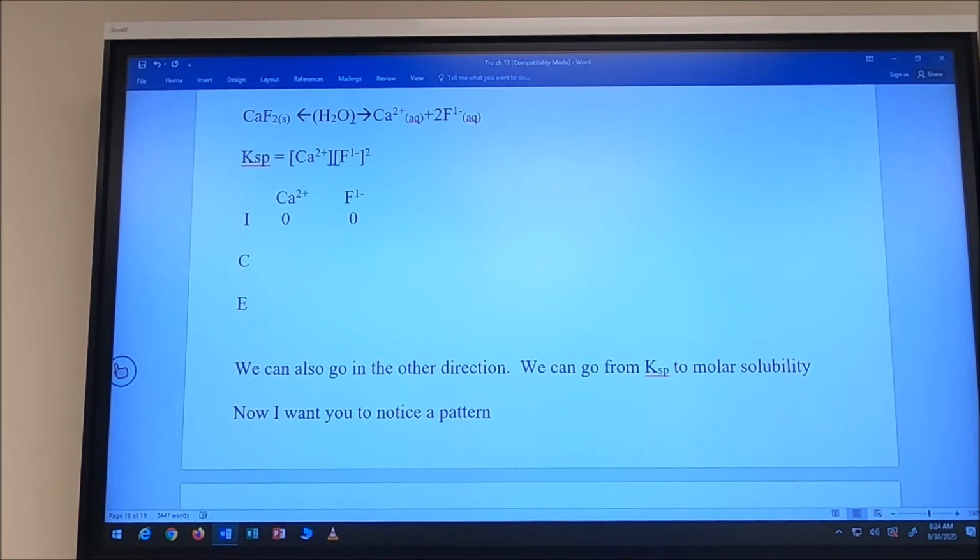Now, for every calcium fluoride that dissolves, I get 1 calcium, so the change in calcium is going to be plus S. The change in fluoride ion is going to be plus 2S. So that at equilibrium, we have S and 2S. The ICE chart here is really simple.